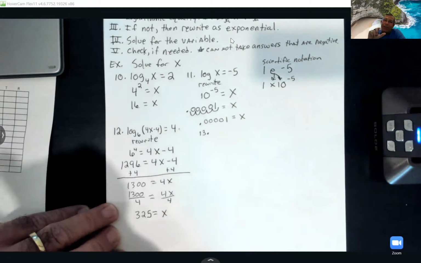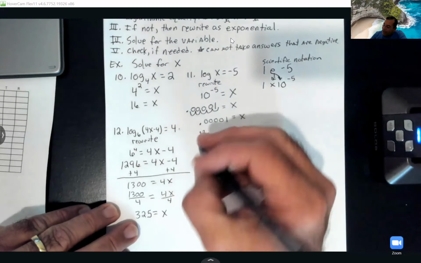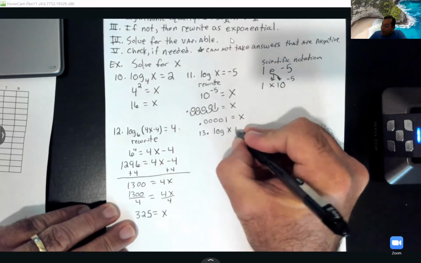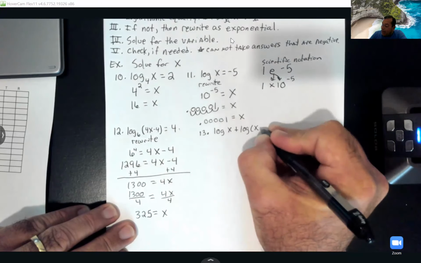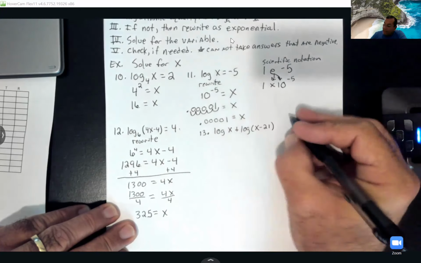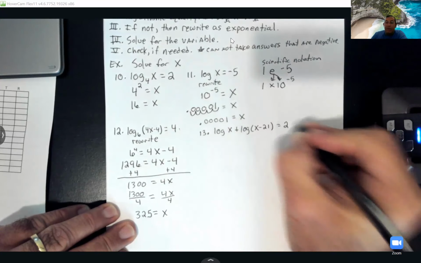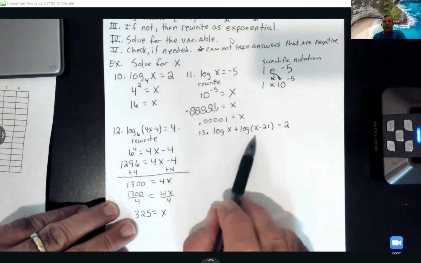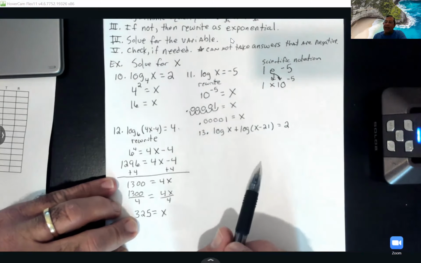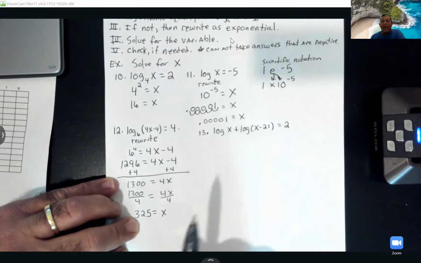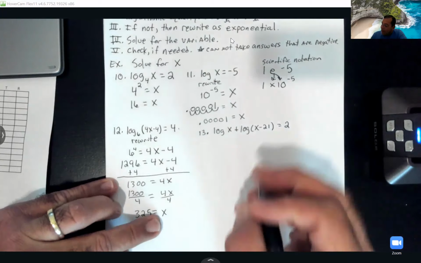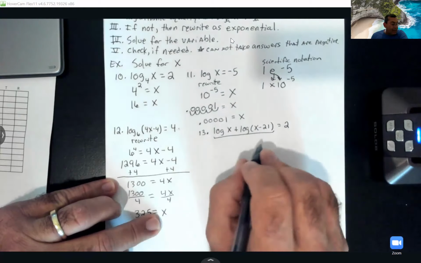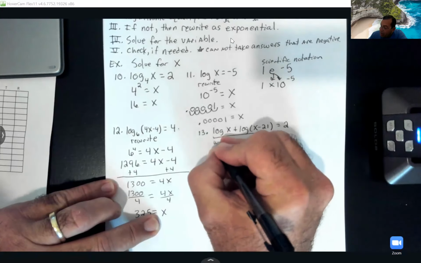So for 13, they're going to start changing it up a little bit. So watch what I got here. I got log x plus log of x minus 21 equals 2. Well, look here. I got 2 logs on the left side. And we said, if needed, we got to combine logs on either side. Since you got 2 logs on the left side, we need to write these as a single log.